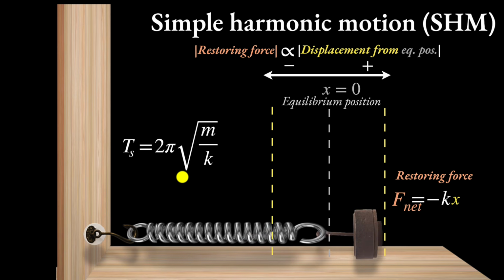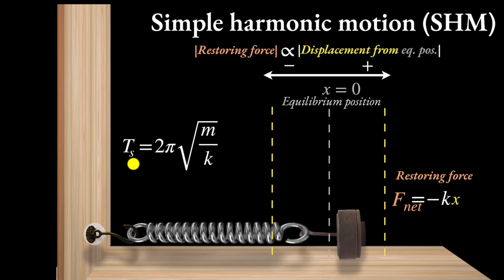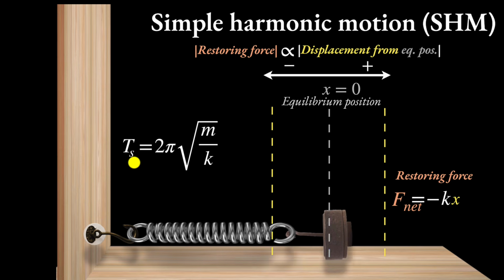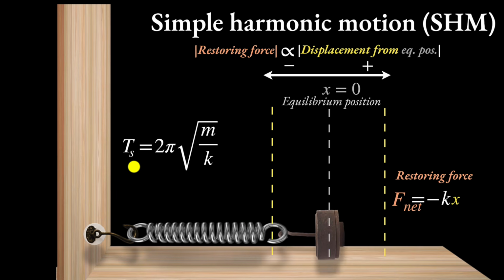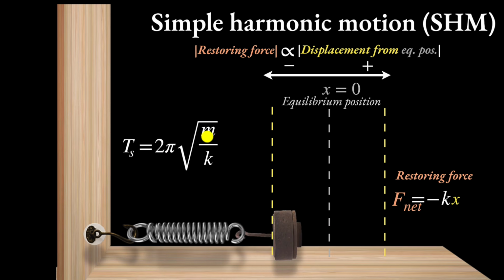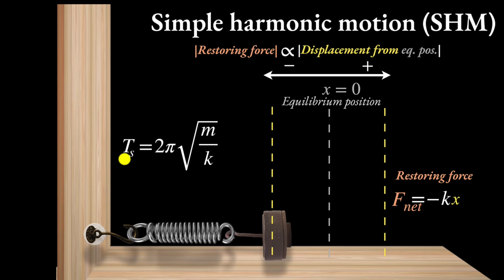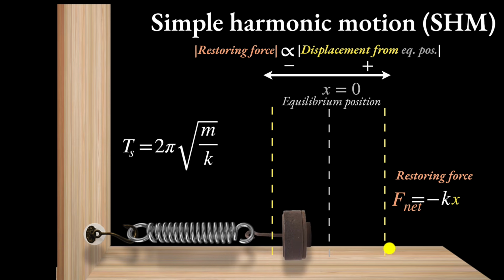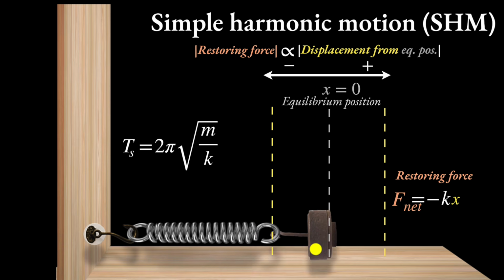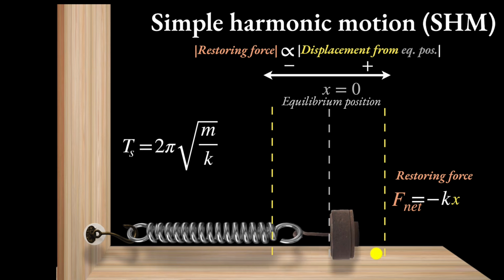We're not going to derive it, but let's see if it makes sense. First of all, the S over here represents spring. This is to differentiate it from periods of other oscillating systems. Anyways, this expression says that if the mass increases, the period increases. Does that make sense? Well, yeah, because if the mass increases, it'll have more inertia. It becomes harder to accelerate it and turn it around and stuff. And so we would expect it to take a longer time to complete one full cycle.